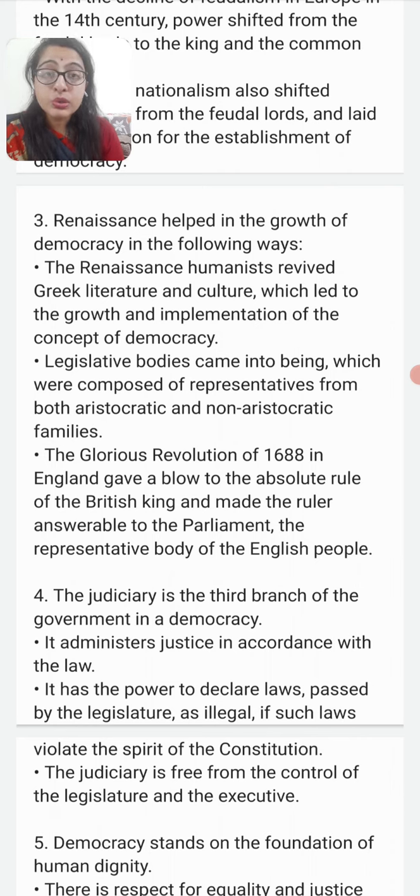What were they composed of? Representatives from both aristocratic and non-aristocratic classes. Aristocratic means high class people, and middle class people are non-aristocratic. Okay, so the Glorious Revolution of 1688 in England gave a blow to the absolute rule of the British king and made the ruler answerable to the Parliament, the representative body of the English people.